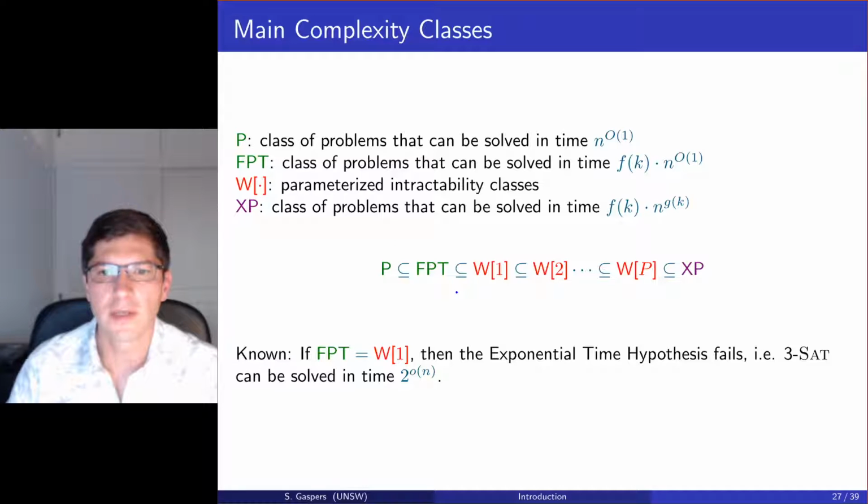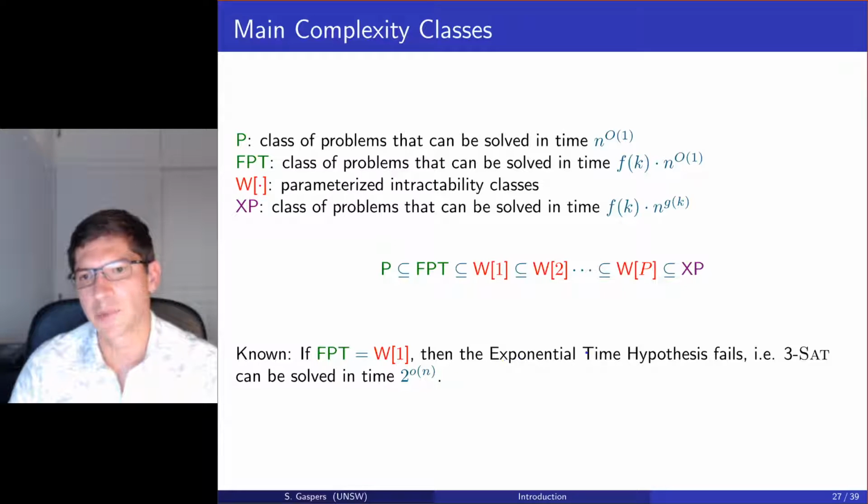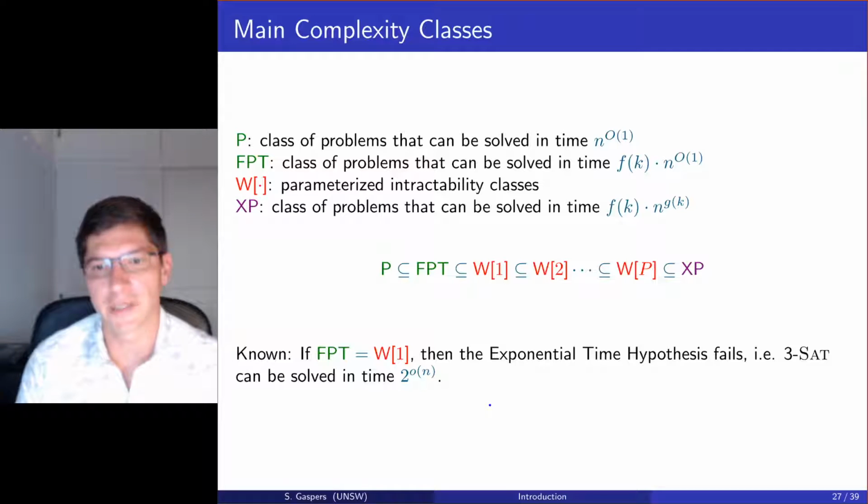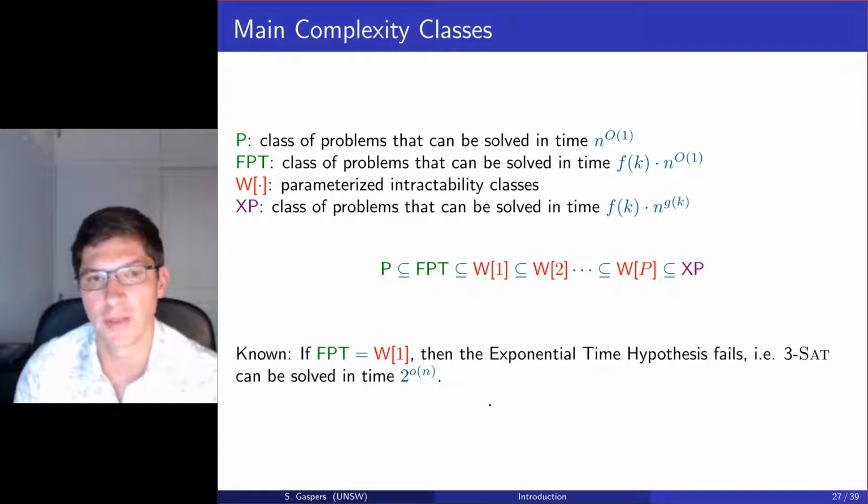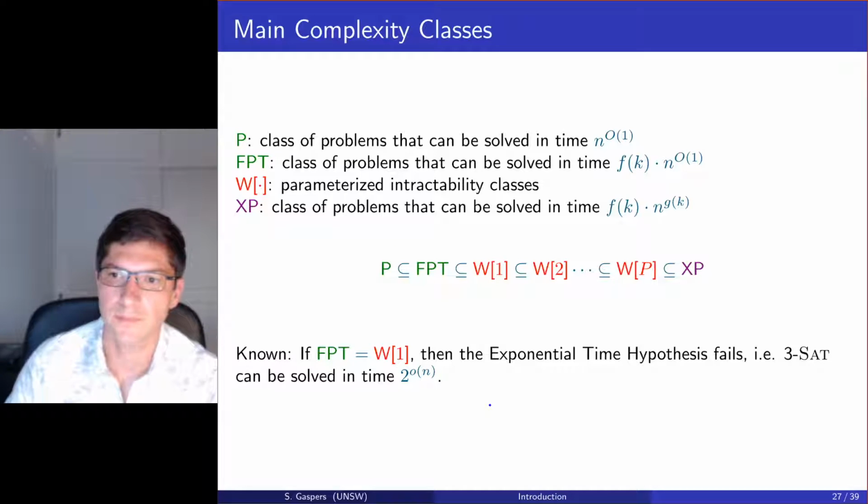It's known that if FPT is equal to W1, then the exponential time hypothesis fails. This means that 3-SAT, the 3-satisfiability problem, a well-known NP-hard problem, can be solved in sub-exponential time. So not just exponential time, but sub-exponential time. And it's believed that we actually need exponential time to solve 3-SAT. So it is unlikely that FPT equals W1.